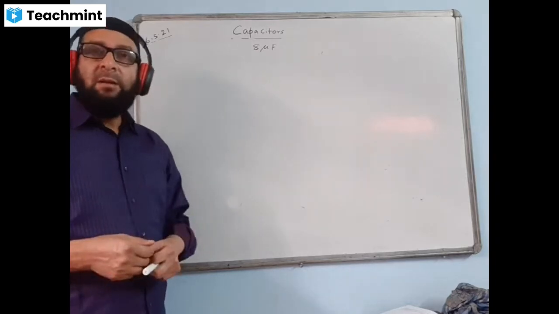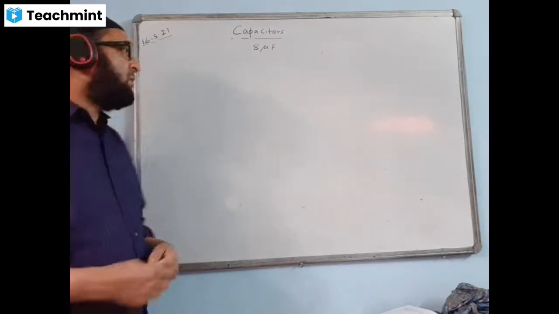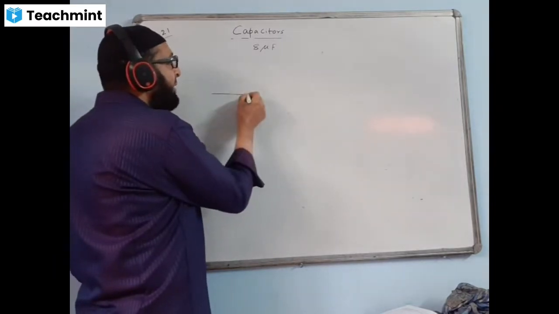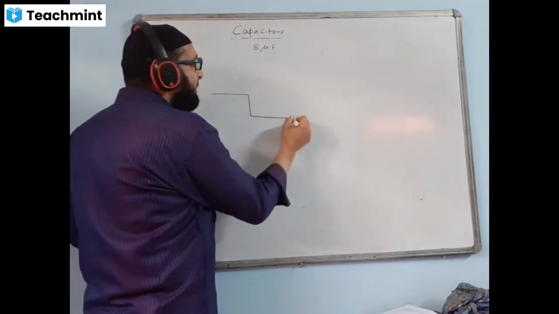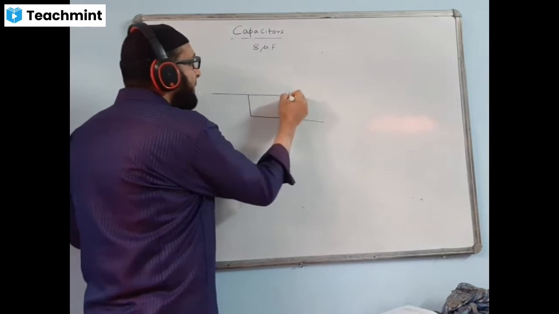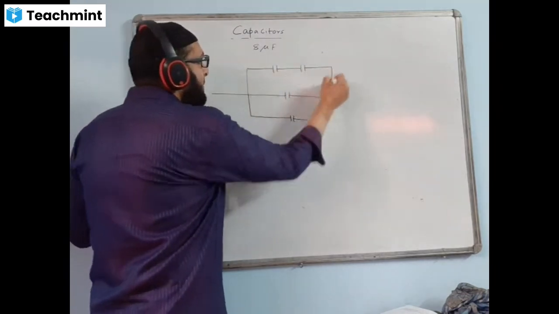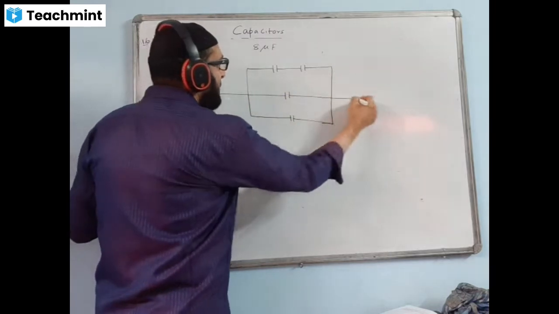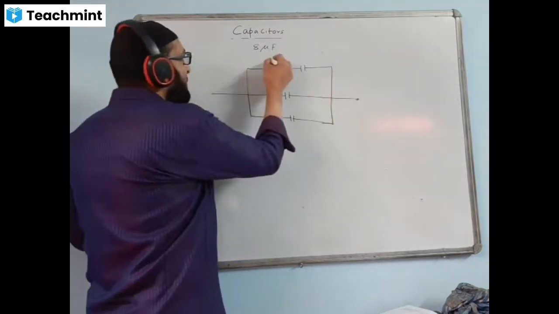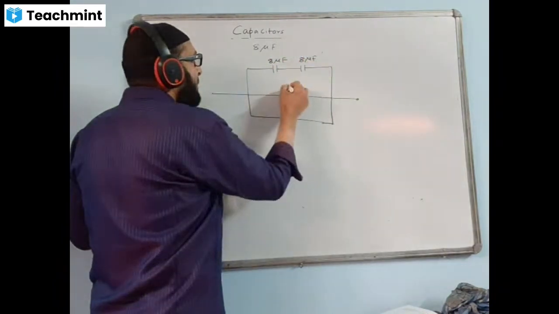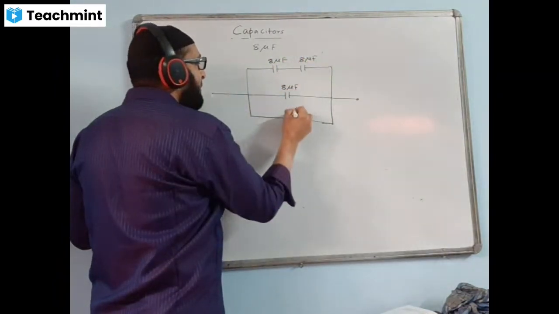So first you draw the diagram. That means all three, 8 plus 8 plus 4, you're adding. So first you put 8 in parallel, another 8 also in parallel, and another two 8s in series, like this way. Each one is 8 microfarad. You'll get total 20 or not.